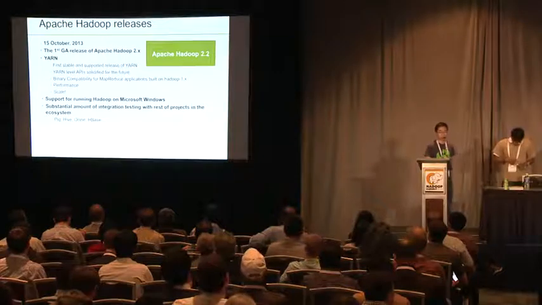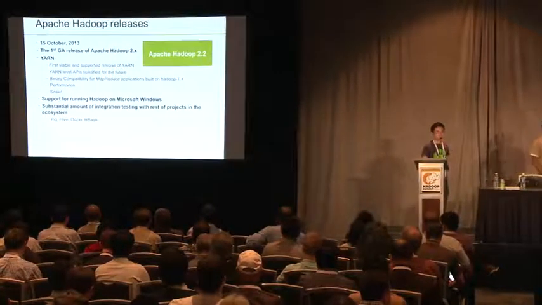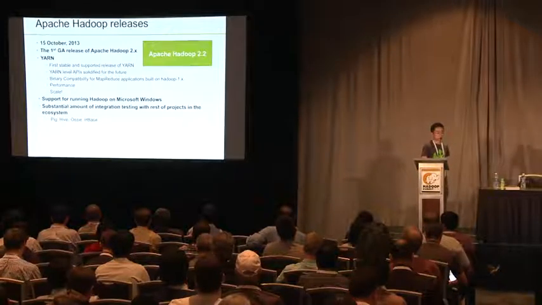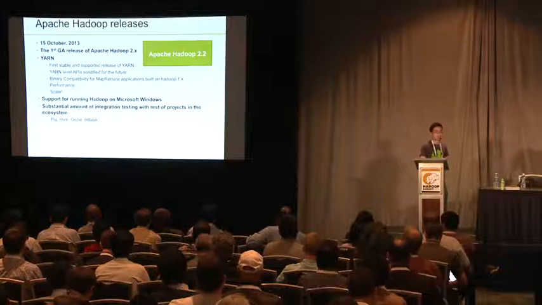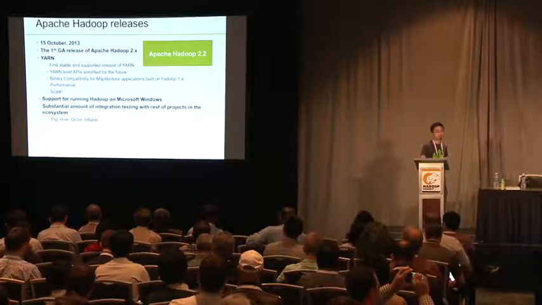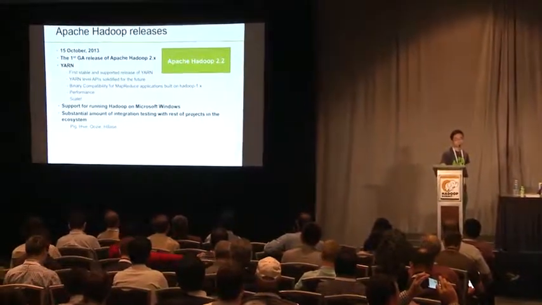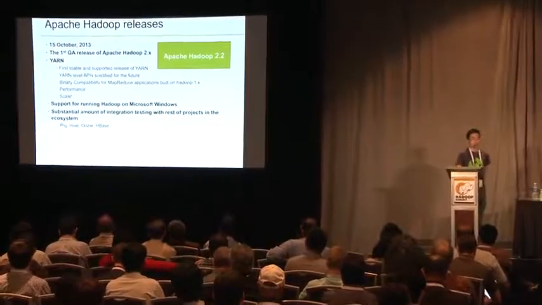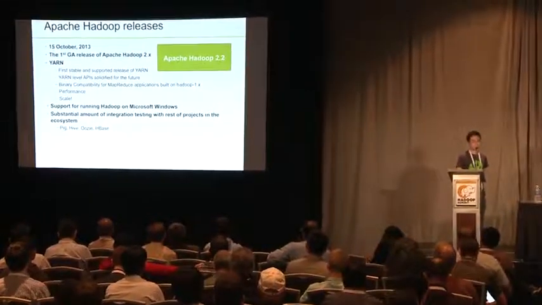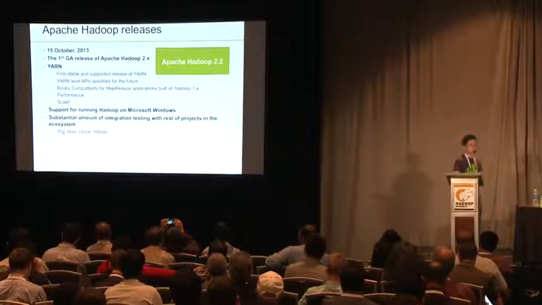Okay. As we know, the first GA release was Hadoop 2.2. It was last October, and we did a bunch of work there. Basically, the major work we have done is to stabilize the APIs so that application writers will not need to worry about API compatibility issues anymore. And hopefully, this is the last time we break the API.